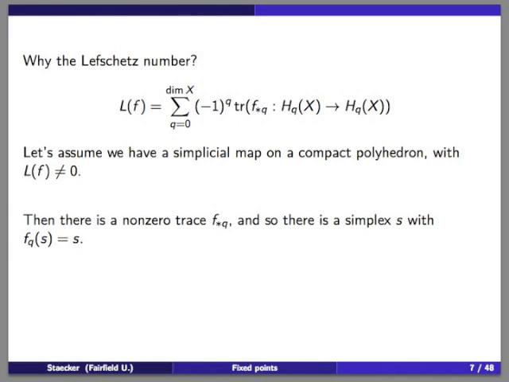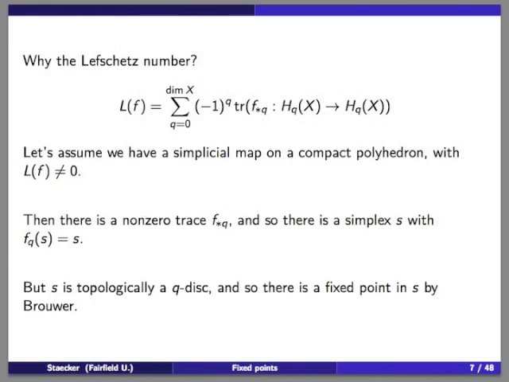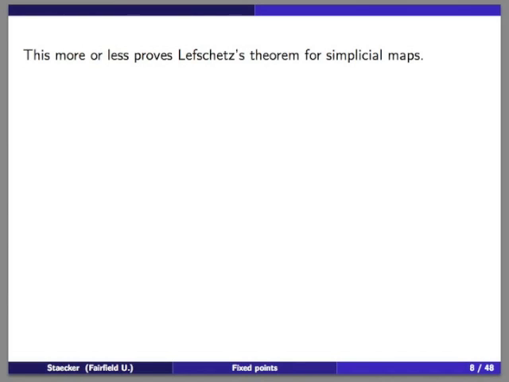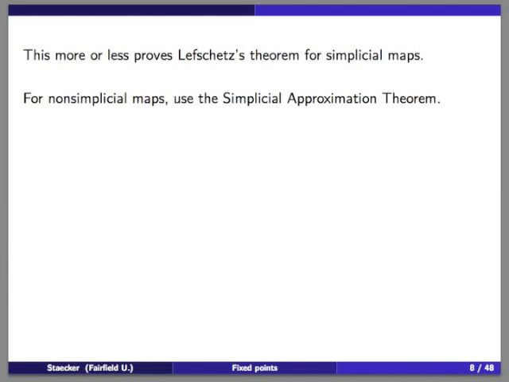But I should say here, I suppose it's not just s, maybe a constant times s. Could be minus s, could be something else. Anyway, since s is topologically a disk because it's a simplex, by the Brouwer fixed point theorem, there will be a fixed point in that simplex. And so the map has a fixed point. More or less, this is good enough to prove the Lefschetz fixed point theorem for simplicial maps. If your map is not simplicial, then you can change it by homotopy to be simplicial by the simplicial approximation. And since the Lefschetz number is homotopy invariant, that's good enough for non-simplicial maps.